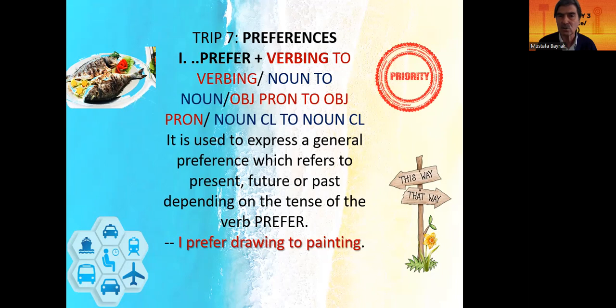I prefer drawing to painting in general. So this is my general preference, general choice. This is my general option. I prefer drawing to painting. To here is preposition. I prefer drawing to painting. This is one of the basic points of this presentation.